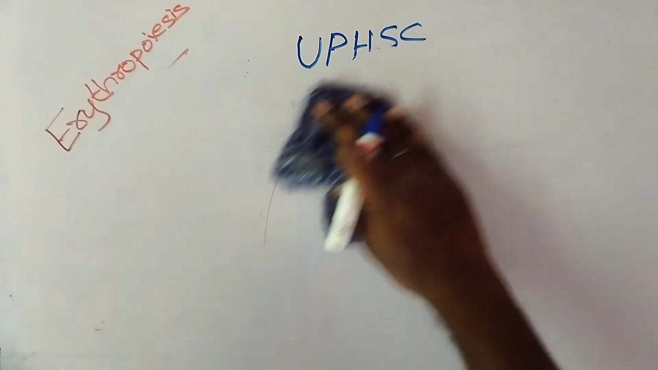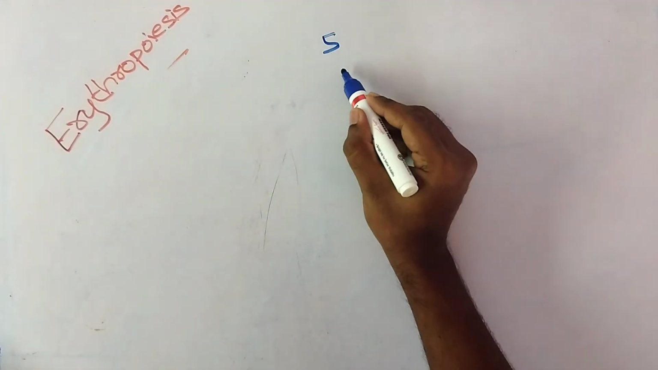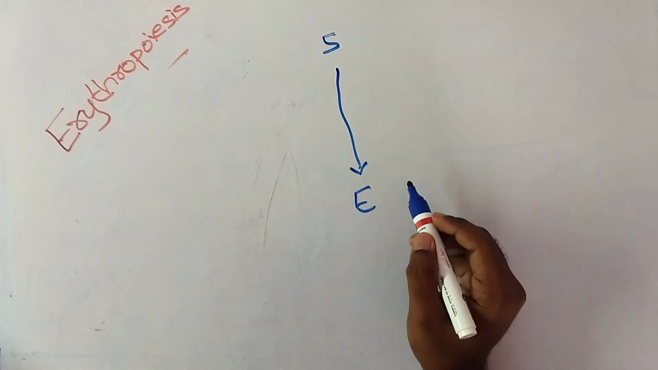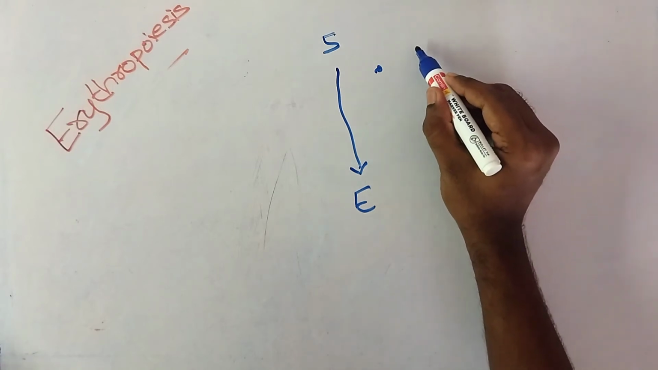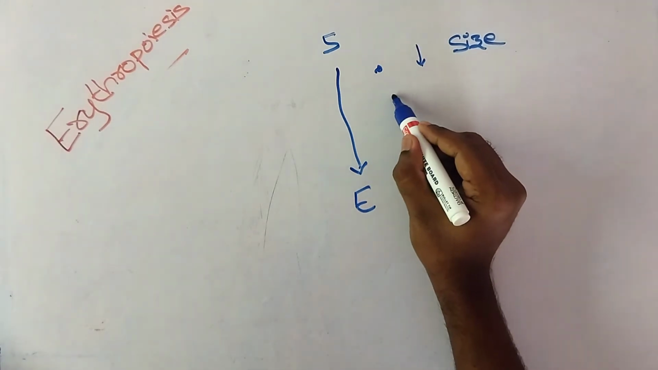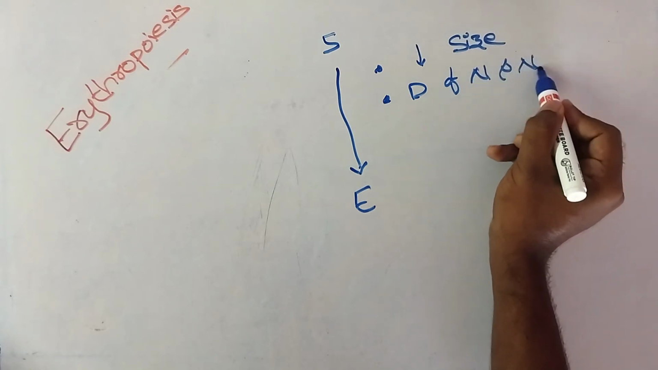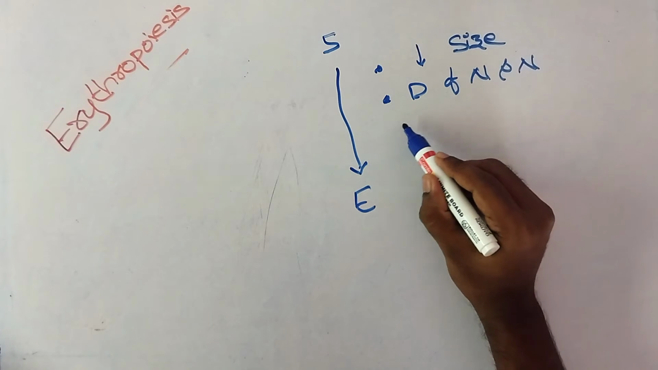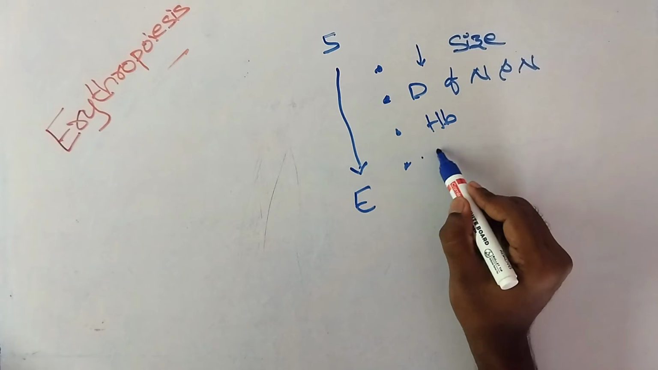Next, coming to the stages of erythropoiesis. Before that, while undergoing this process of erythropoiesis, some changes occur from the starting stage to the ending stage. The changes are: reduction in size, size reduces from starting to the ending. Next, disappearance of nuclei or nucleolus. Next, appearance of hemoglobin. Next, change in staining properties of cytoplasm.